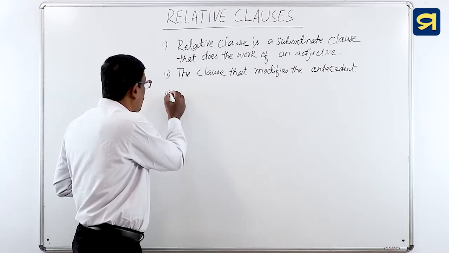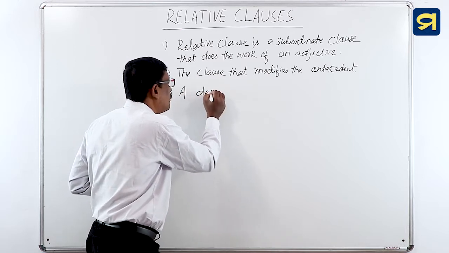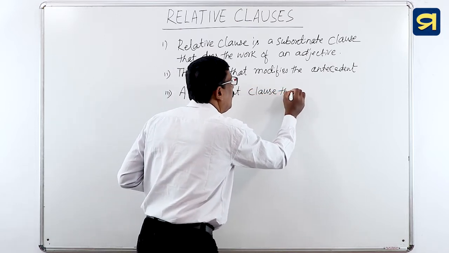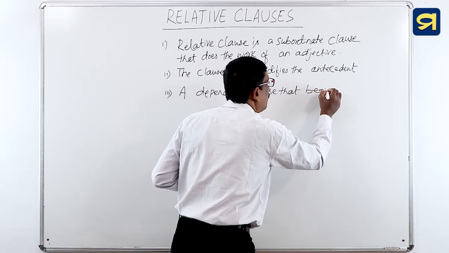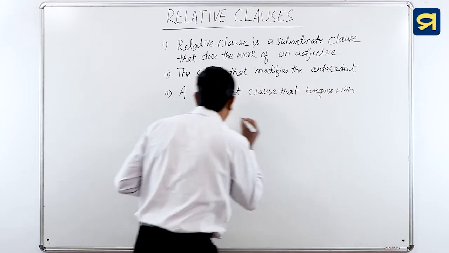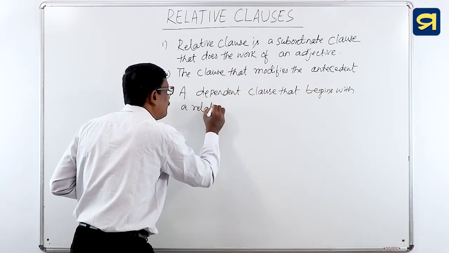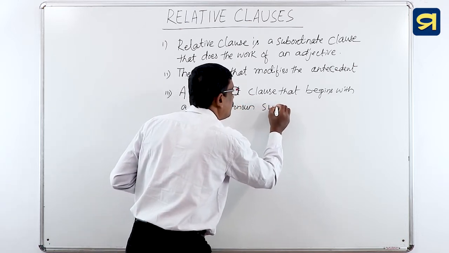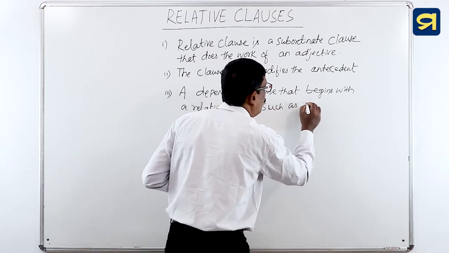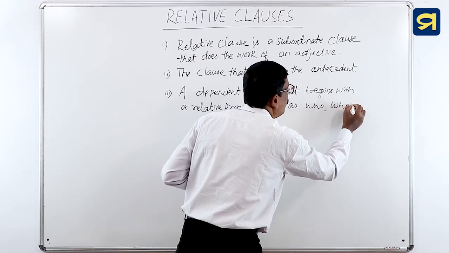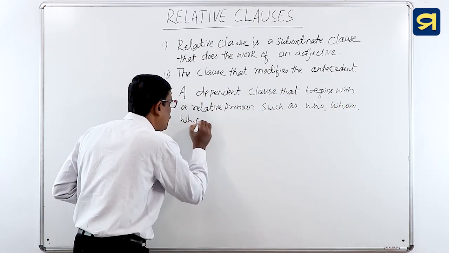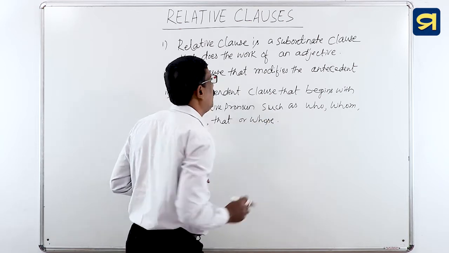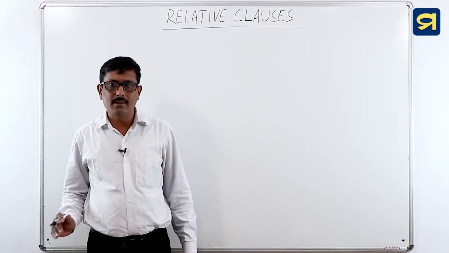Number 3, a dependent clause that begins with a relative pronoun such as who, whom, which, that, or whose is also called a relative clause. Let's take some examples.